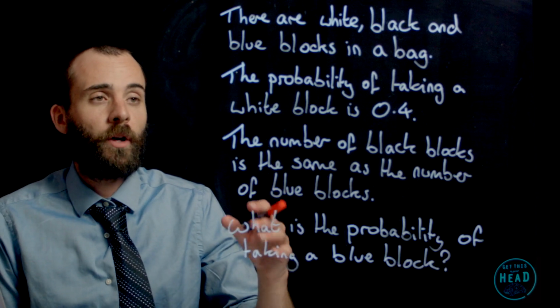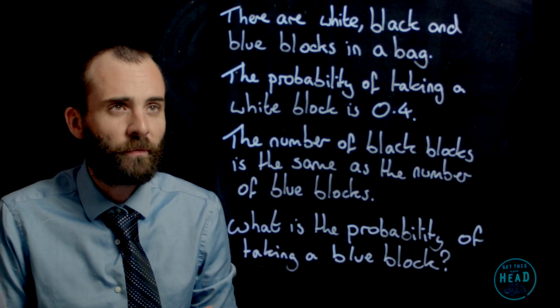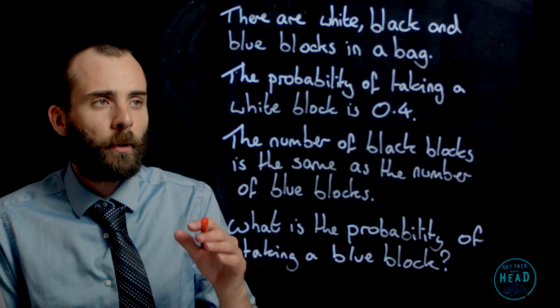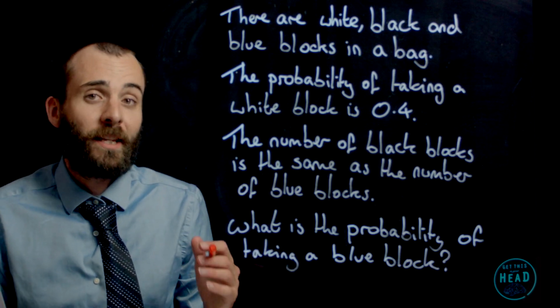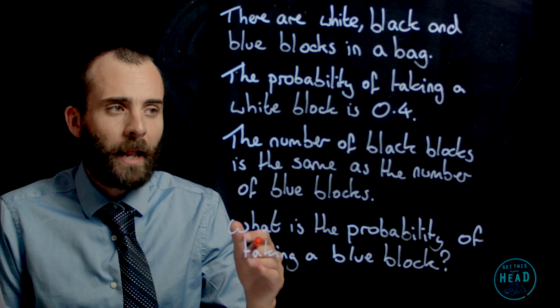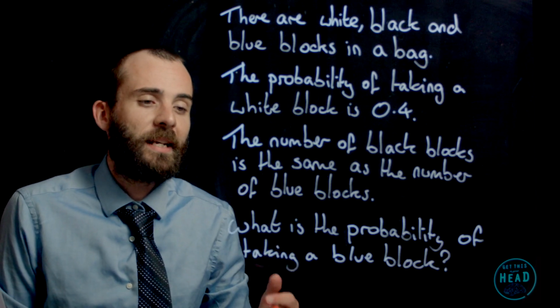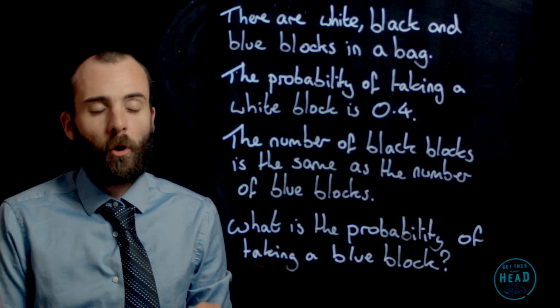Both sections are worth 2 marks. The question reads as follows. There are white, black and blue blocks in a bag. The probability of taking a white block is 0.4. The number of black blocks is the same as the number of blue blocks. What is the probability of taking a blue block?